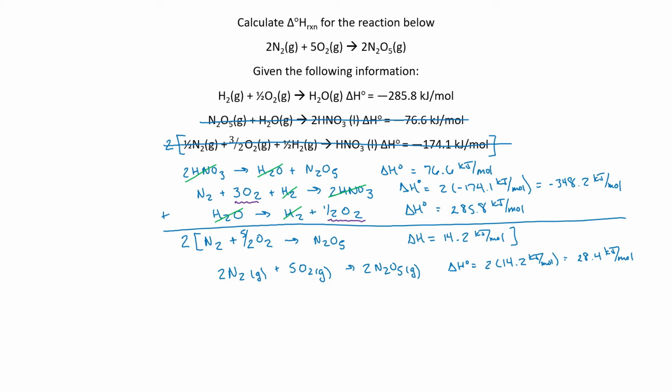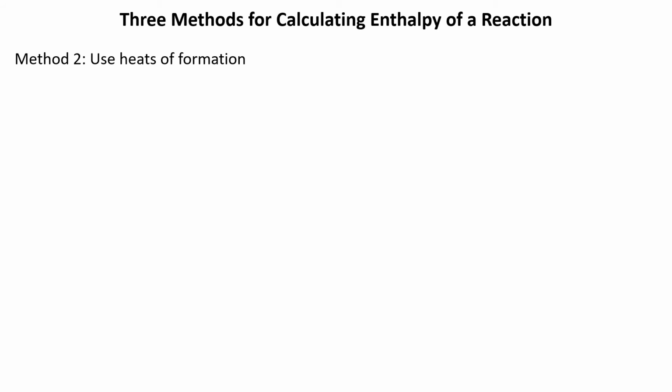I'm going to show you another way, which actually is Hess's Law, but it's in a little bit different form. Let me show you. For this method, we are going to use something called the heats of formation. Again, it is a modifier of Hess's Law, but it does not look like the Hess's Law that we just did. But let's first talk about what is a heat of formation.